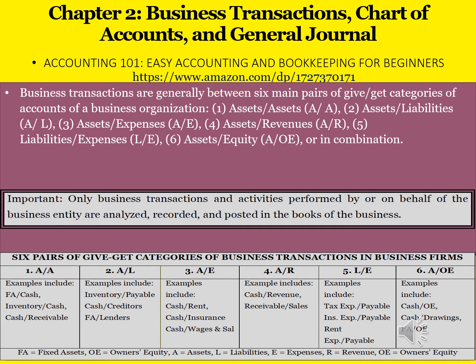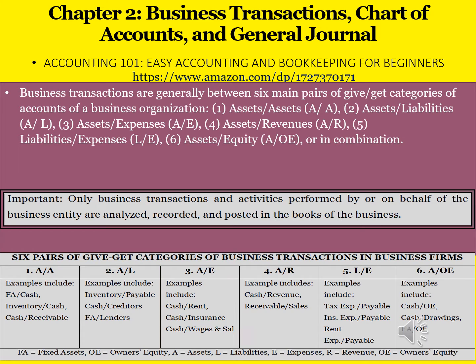4. Assets and revenues, such as cash sales and sales on account or on credit, involving a debit to cash or accounts receivable and a credit to revenue or sales accounts. 5. Liabilities and expenses involve expenses that have been incurred by the firm but not yet paid, including salary and other payroll expenses, taxes and other withholdings, lease, utilities, etc., not yet paid but accrued by the firm.